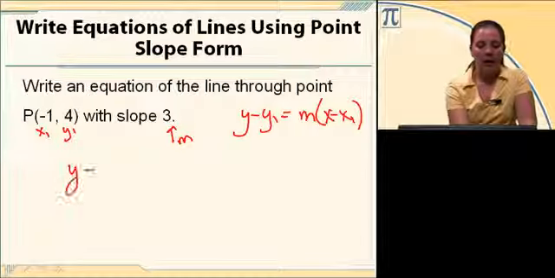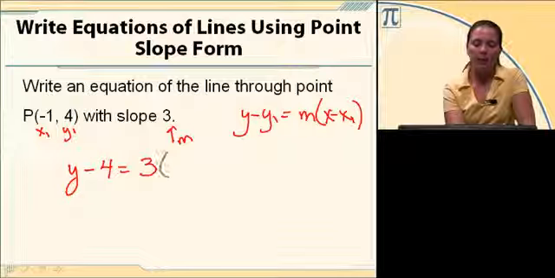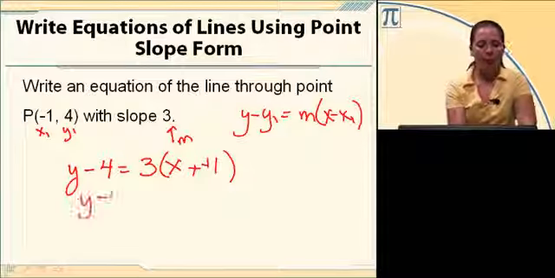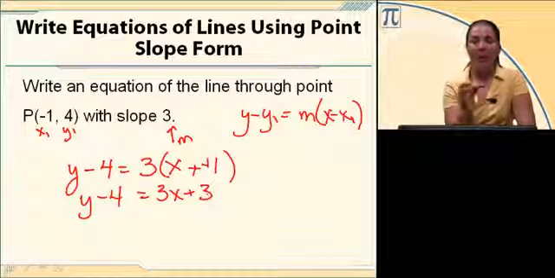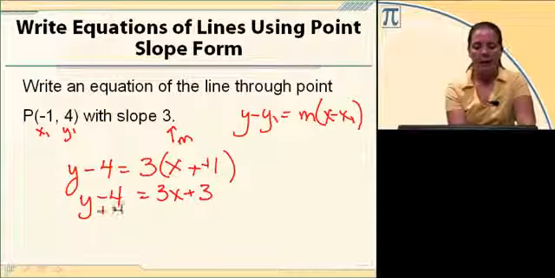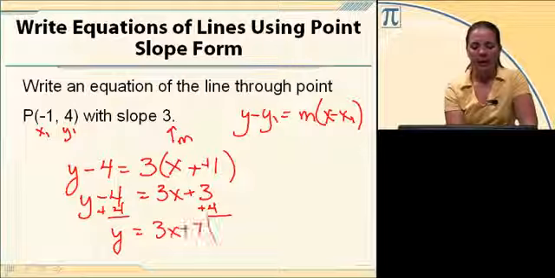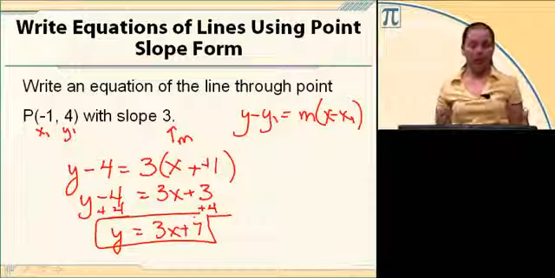I have y minus y1, so y minus 4 equals m, which is 3, times x minus x1. I'm going to distribute: y minus 4 equals 3x plus 3. Add 4 to both sides. y equals 3x plus 7. This is the equation of the line in y-intercept form.